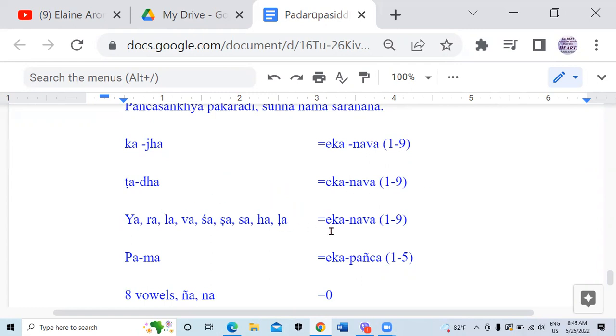And the ta du, yeah, ta, 9 also. Ta du da, this ta is with another dot. Without another dot, also diga to nawa, 1 to 9, ya ra la wa sha sha sa here.